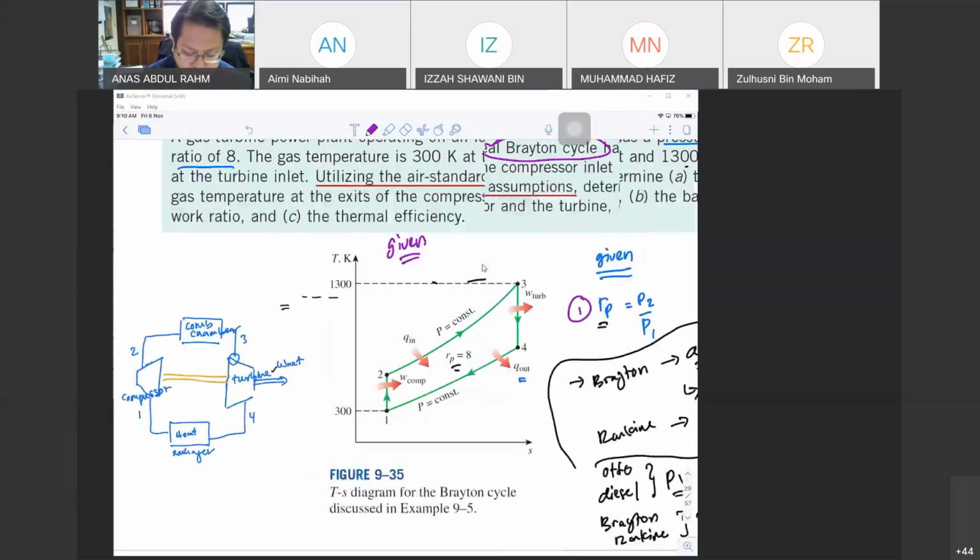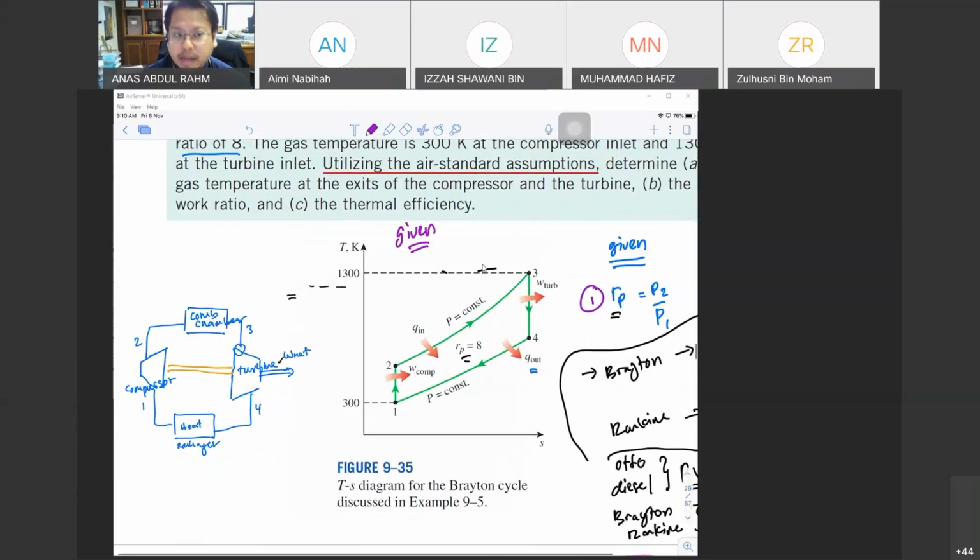Okay, in this case, saya draw two diagrams. First ialah components diagram. This is component diagram. Okay, to highlight basically untuk Brayton kita ada compressor, kita ada combustion chamber, ada turbine dan juga ada heat exchanger. So in terms of TS diagram, it is on your screen lah. This is your TS diagram for Brayton cycle. So kita label one by one.